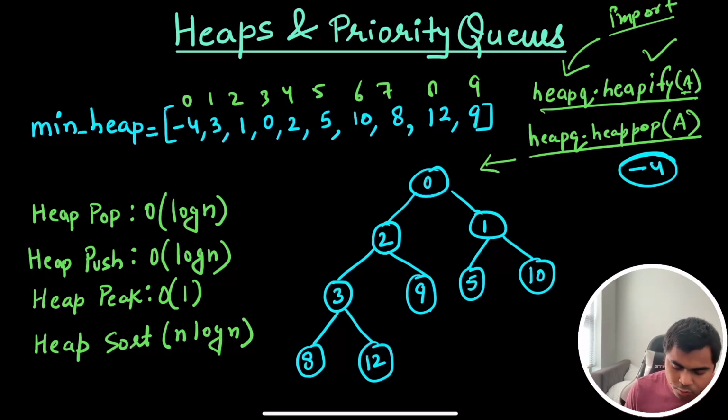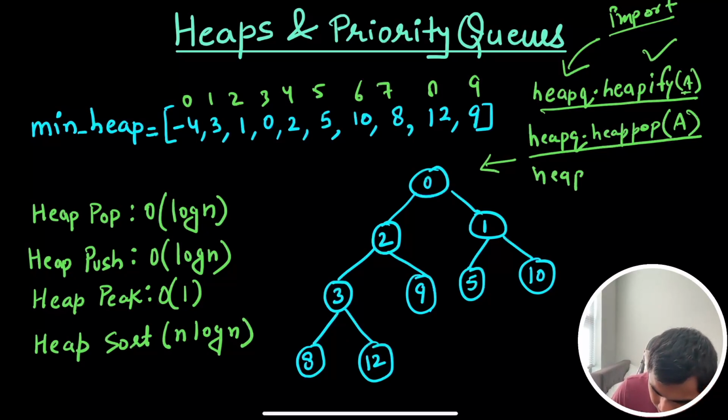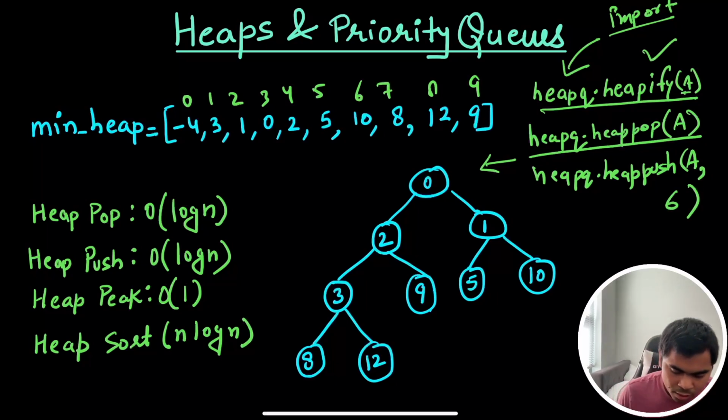Heap push means you can push some element to your heap. So let's say if we heapify, the same thing is going to happen. The same way we will be adding this to our heap. So heapq.heappush, and what do we want to push? This is the array we want to push to, and the second argument will be the element. Let's push 6 into our min heap.